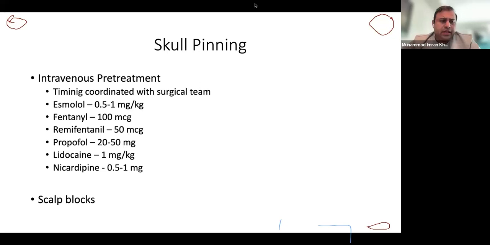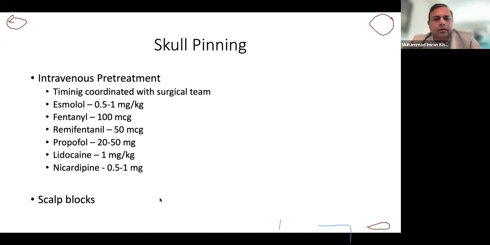Apart from that, the other thing that we can do is local anesthetic infiltration at pin sites or scalp blocks. Depending on your site, some sites have the capability and the skill set to do scalp blocks. However, at most sites, local anesthetic infiltration is preferred. There have been some studies that show scalp blocks are superior, but pin-site infiltration and scalp blocks have a similar result for postoperative pain in the first 24 to 48 hours.